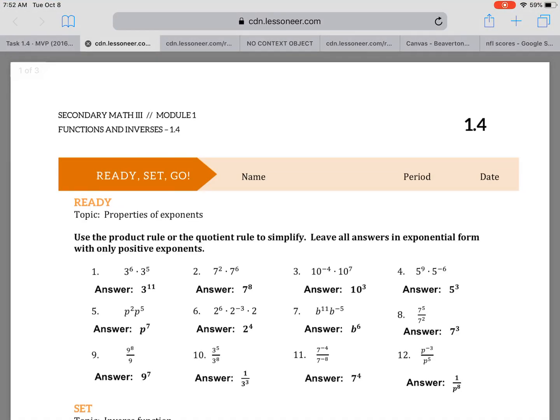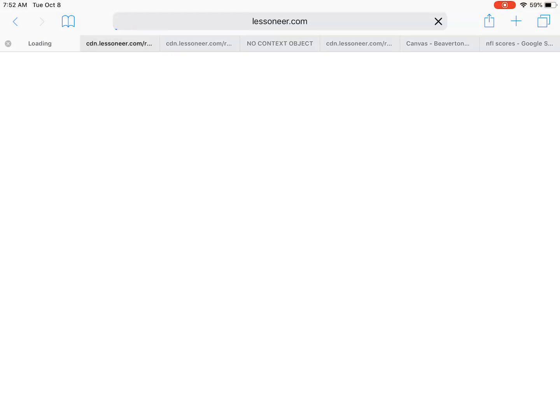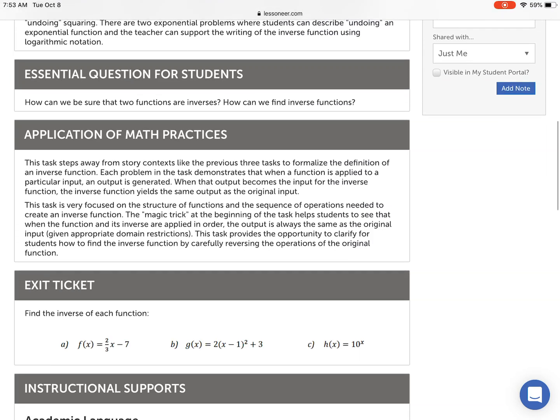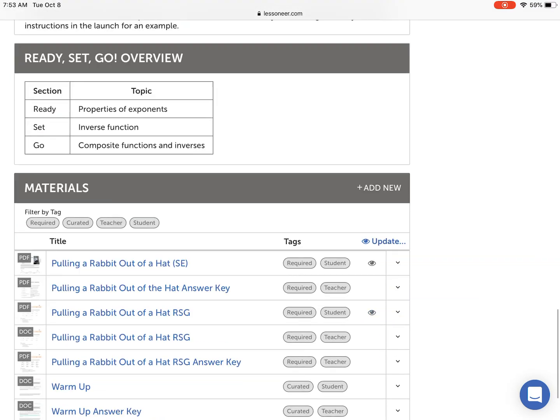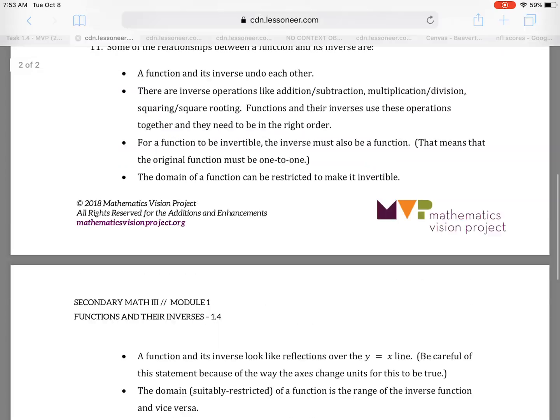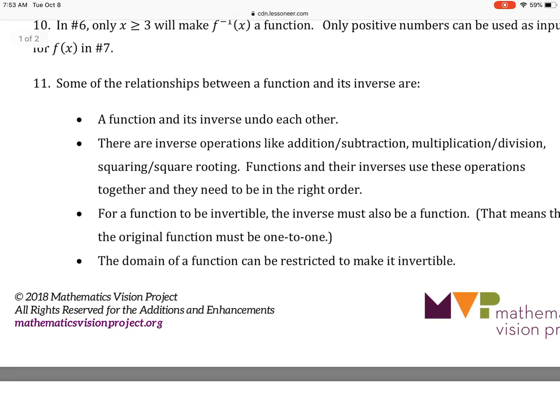So I'm just going to pop the answer key up here in a second. If you're watching this from home, you can just pause the video. But let's see here. Answer key. There's everything we just did. And then here are some of the relationships.